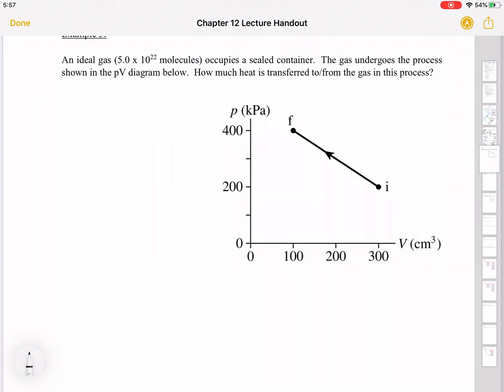So I want to do an example now that incorporates both the idea of the PV diagram and the first law of thermodynamics. So we have here a PV diagram for an ideal gas. They give us the number of molecules. They tell us it's in a sealed container, and it undergoes this process from initial to final here. The question is, how much heat is transferred to or from the gas in this process?